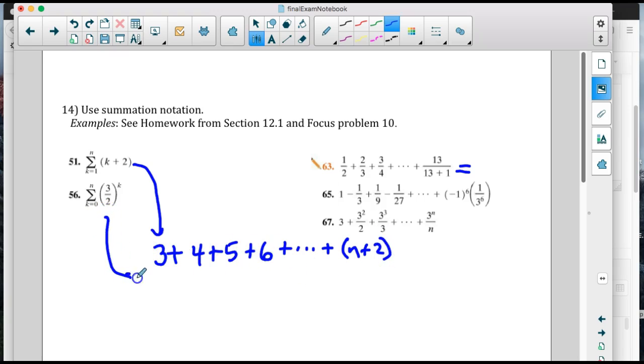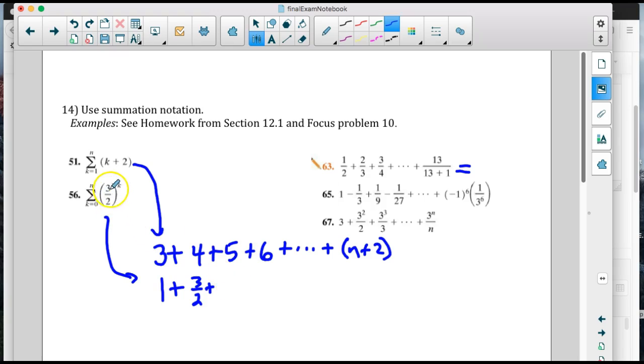All right, on this second one here, we're starting at 0, so we're going to put 0 in there. So we go 3/2 to the 0 power. So the first number is going to be 1, because anything to the 0 power is 1. Then we're going to go to the k value of 1. So we put 1 in there, we get 3 over 2. Then we put 2 in there.